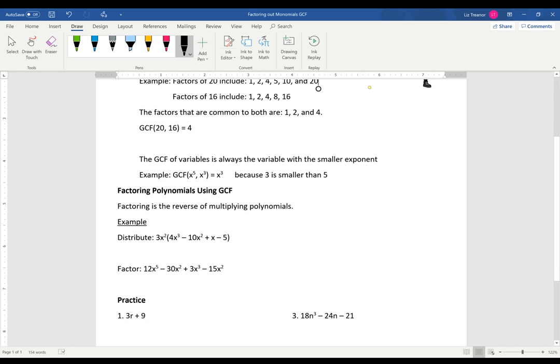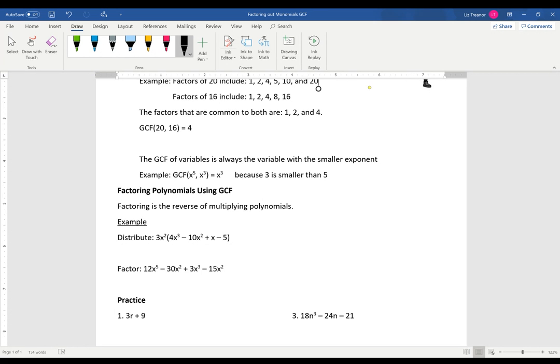Now, sometimes you're going to have to find the greatest common factor, the GCF, of variables. You're just always going to choose the one with the smaller exponent. I gave this example: the GCF of x to the fifth and x cubed is x cubed because 3 is smaller than 5. You would do that with anything. If I wanted the GCF of x to the 7th and x to the 6th, that's going to be x to the 6th because 6 is smaller. So you just always go with the smaller exponent.